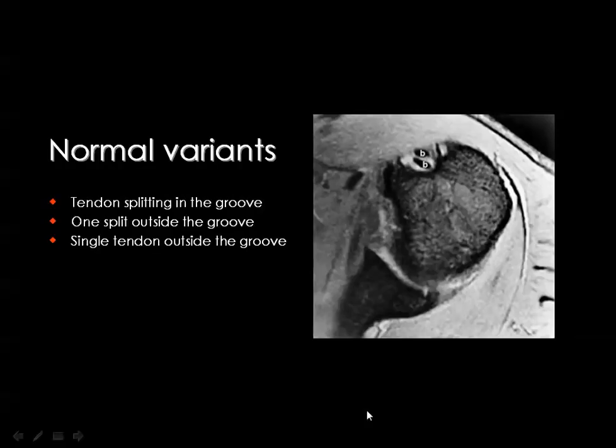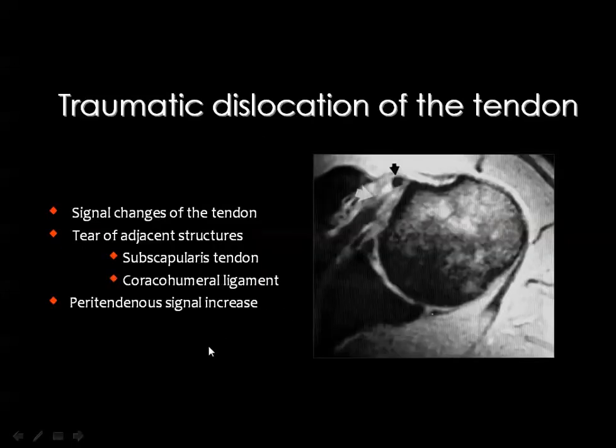Sometimes you get a normal variant splitting of the biceps tendon into two parts, and this can be easily discriminated from traumatic splitting of the biceps tendon by the absence of a history of trauma and absence of evidence of trauma in the images, like bone marrow contusion, soft tissue edema, and hemorrhage around the affected tendon.